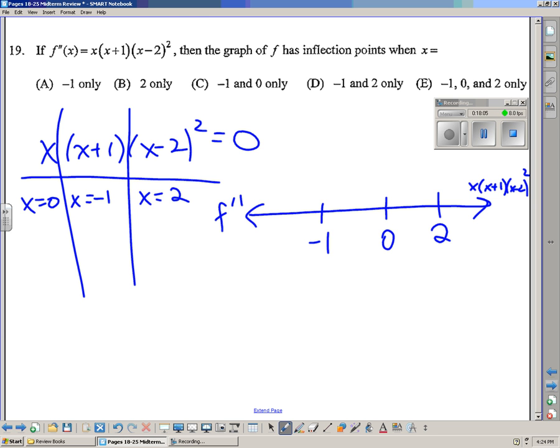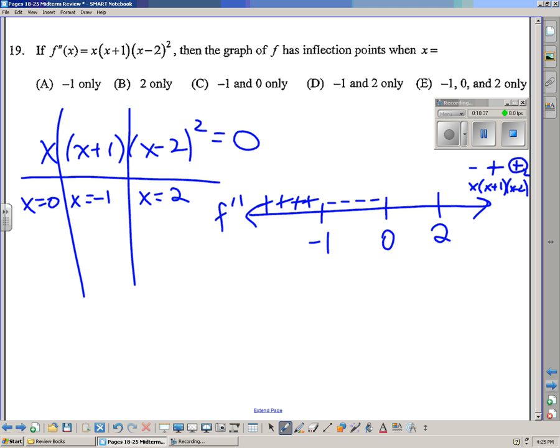Before we get to negative 1, say negative 2. x is negative. Negative 2 plus 1 is negative. Negative 2 minus 2 is negative, but squaring is positive. In fact, that's always positive. I'm just going to put a circle positive there. So we have a negative times a negative, which is positive, times a positive, which is positive. Pick a number between negative 1 and 0, say negative a half. x would be negative, but negative a half plus 1 is positive now, and the squaring is always positive. So negative times a positive is a negative.